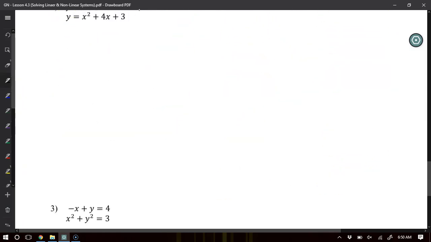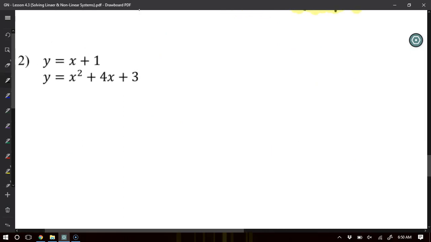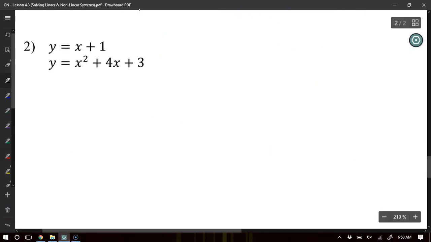All right, so let's try another one. y equals x plus 1. This is set up pretty simple for substitution. I'll take the x plus 1 and I'll plug it in for y in the bottom equation. So I get x plus 1 equals x squared plus 4x plus 3.